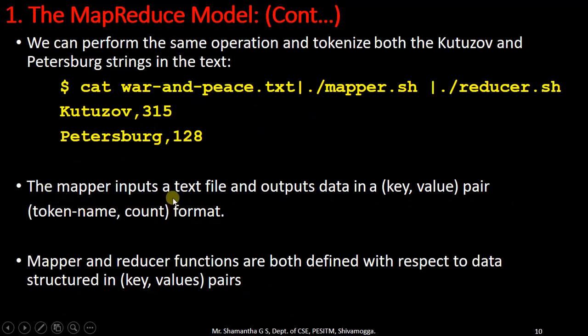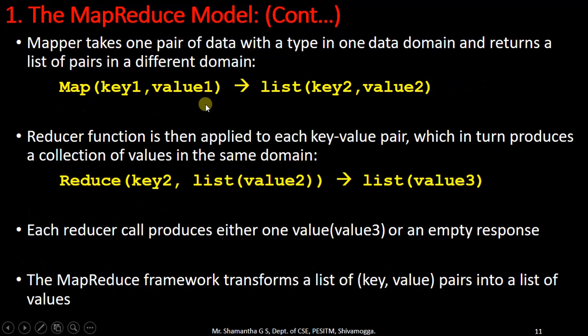The mapper inputs a text file and outputs data in key, value pair format, that is token name, count. The mapper and reducer functions are both defined with respect to data structured in key, value pairs. The working of the mapper function and reducer function is explained in this slide. The mapper function takes the input key 1, value 1. Key 1 may be Kutuzov or Petersburg. The value 1 is the input file, that is our text file.